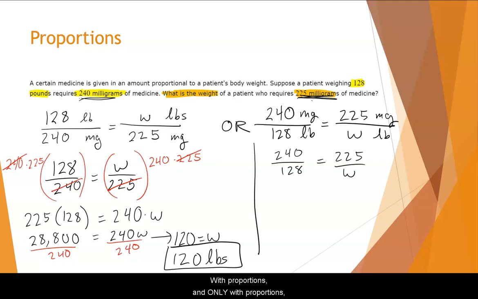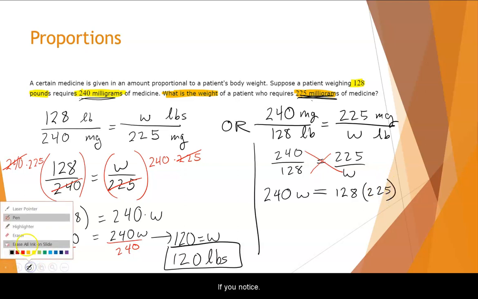So with proportions, and only with proportions, there's something called cross multiplication. Cross multiplication is when you have one fraction equals another fraction, that really specific case, you can multiply diagonally across the equal sign and set these two things equal to one another. So that means we would end up with 240 times W. So there's our first diagonal, equal sign 128 times 225.